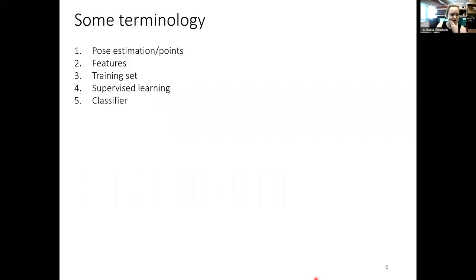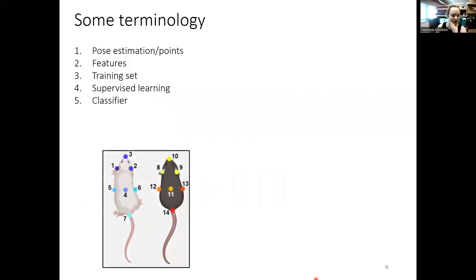Okay, so for some basic terminology, I'm going to be focusing on the 2-mouse model just because it's what I use and I'm most familiar with. But you can put whatever you want in there. We have people using this with moths and zebrafish and all sorts of crazy things. Throughout the talk, when I'm talking about pose estimation and pose points, I'm talking about essentially the XY coordinates of each of these points on the animal. So, XY coordinates of point 3, which is mouse one's nose.